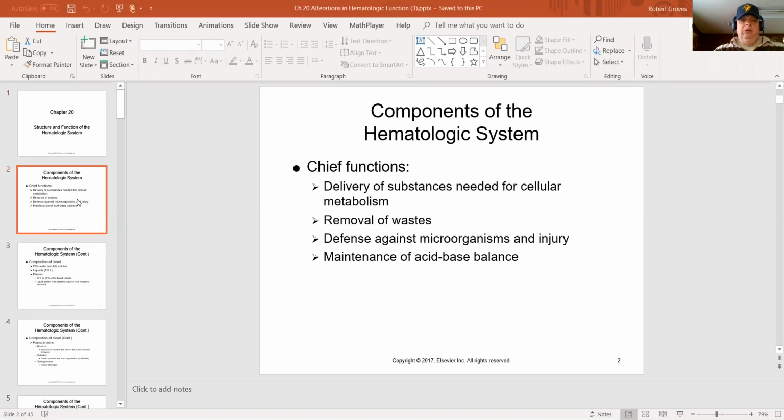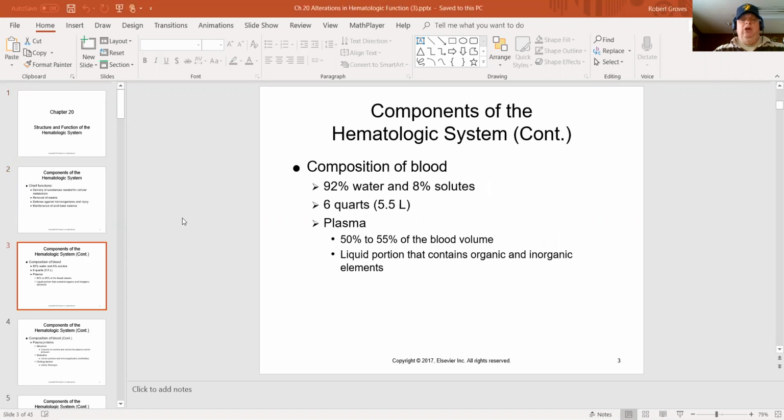They also help discard waste from tissues, provide a protective mechanism by transporting white blood cells where needed, and maintain the acid-base balance. Blood is composed 91% of water, according to the text, although the slide says it's 92%, and the text also says it's 9% solutes. The adult blood volume is approximately 6 quarts or 5.5 liters.